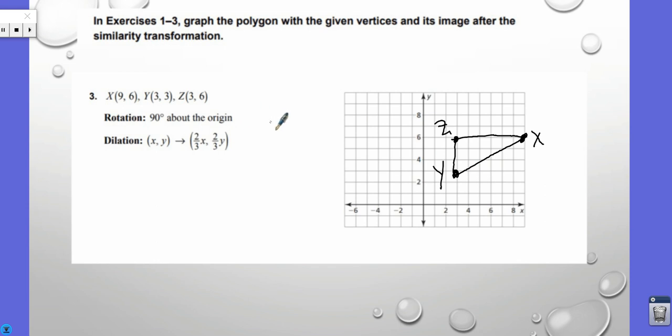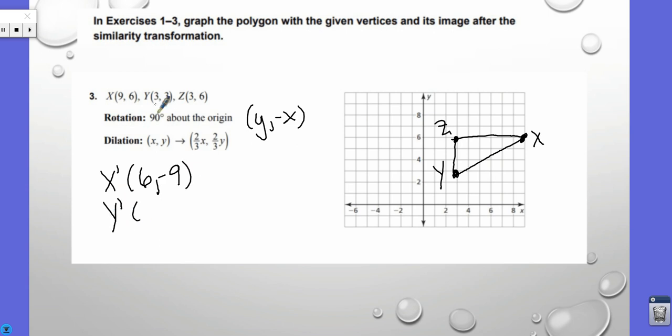There's a couple of ways you can do this. You can take a piece of paper and trace and hold it at the center and turn it. And we're going to assume this is clockwise and turn it 1 time to the right. Or you can do the rule. The rule for 90, and if I'm going clockwise, would be to switch X and Y and make the X negative. So X prime would be switch X and Y. So this would become 6, and the other one would be -9.